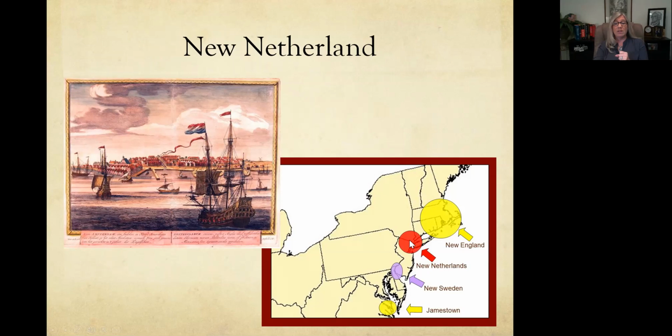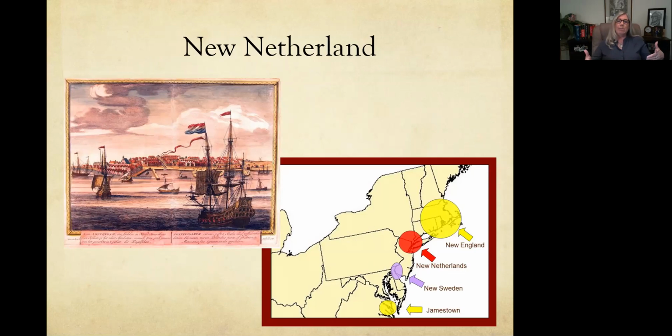So when New Netherland was established, they created a settlement, a fort at Fort Orange, which today would be Albany, New York, the capital of New York. And that was the trading post for the Dutch. And again, you didn't really have many Dutch people who settled there because things were going so well economically in the Netherlands. Why would you leave? There were no push factors for people to want to leave the Netherlands.